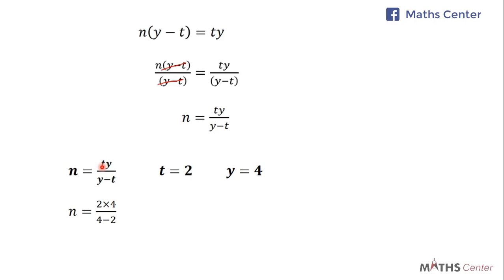So where we see n, we will replace it with 2. Where we see y, we will replace it with 4. So this is going to give us n into brackets 2 times 4 divided by 4 minus 2, and this will give us n to be equal to 4.